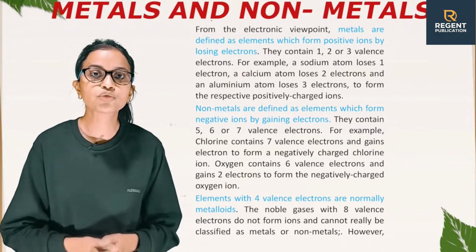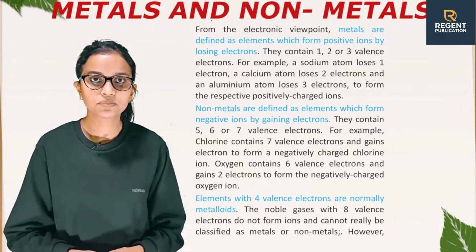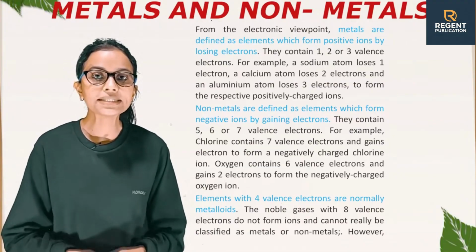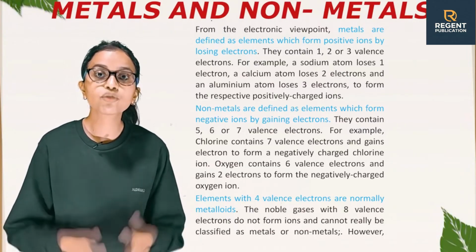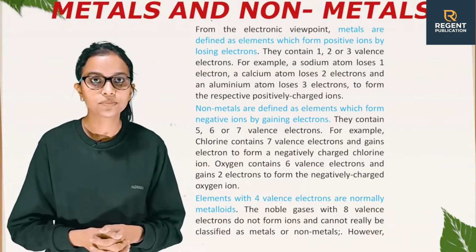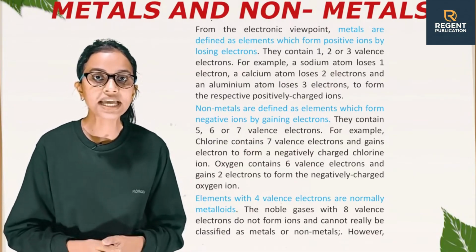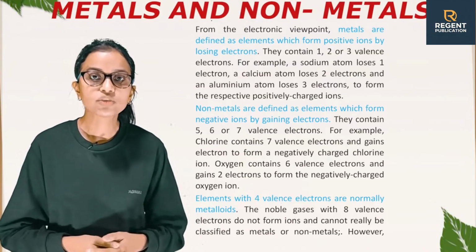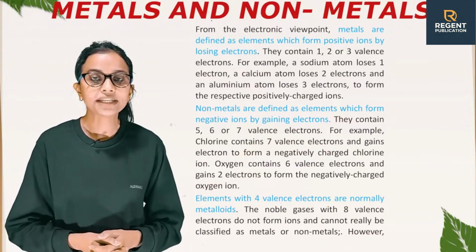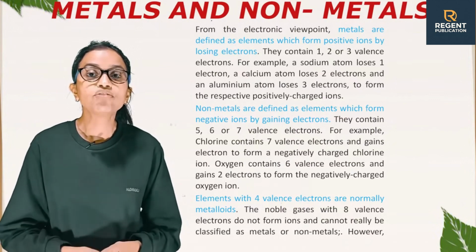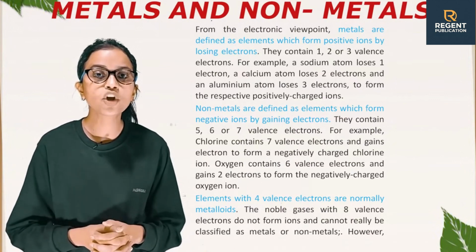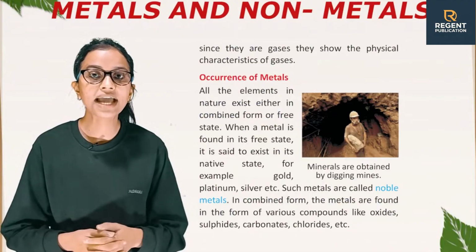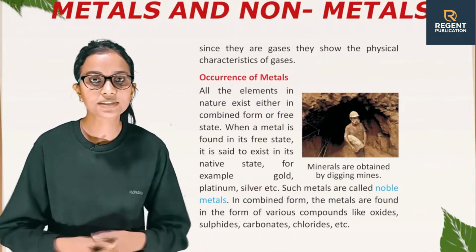Non-metals are defined as elements which form negative ions by gaining electrons. They contain 5, 6 or 7 valence electrons. For example, chlorine contains 7 valence electrons and gains an electron to form a negatively charged chloride ion. Oxygen contains 6 valence electrons and gains 2 electrons to form the negatively charged oxide ion. Elements with 4 valence electrons are normally metalloids. The noble gases with 8 valence electrons do not form ions and cannot really be classified as metals or non-metals. However, since they are gases, they show the physical characteristics of gases.